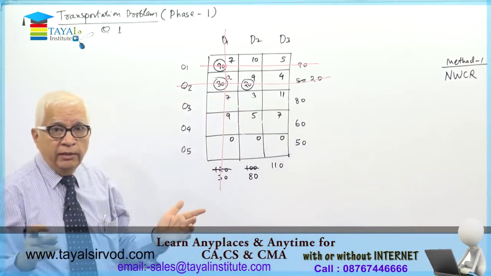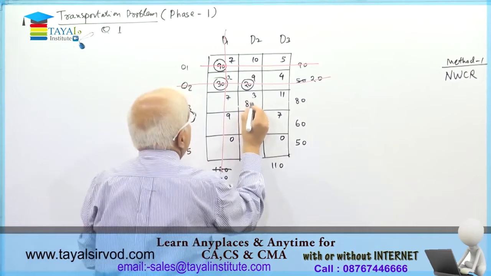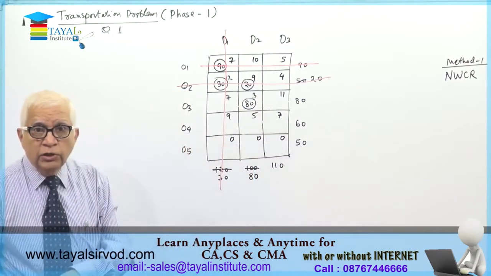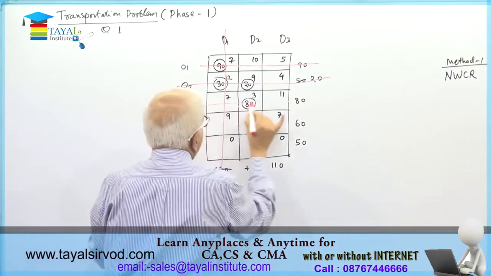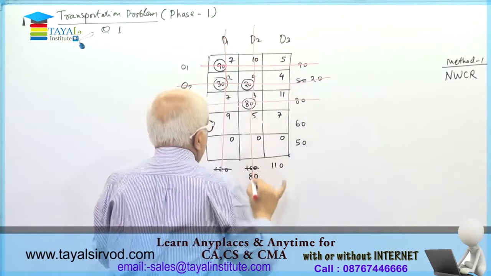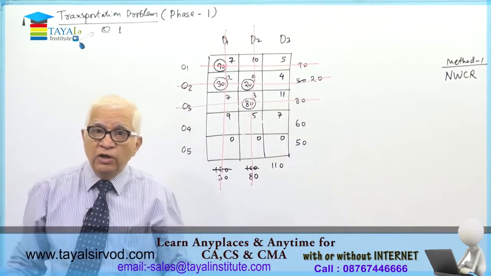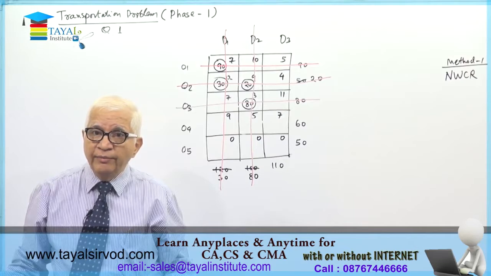So obviously I can make an allocation of maximum 80 units. So I make an allocation of 80 units. But with that, not only does the row get cancelled, even the column gets cancelled. Because the row availability is finished and column demand is satisfied at the same time, I am deleting the row and column at the same time.